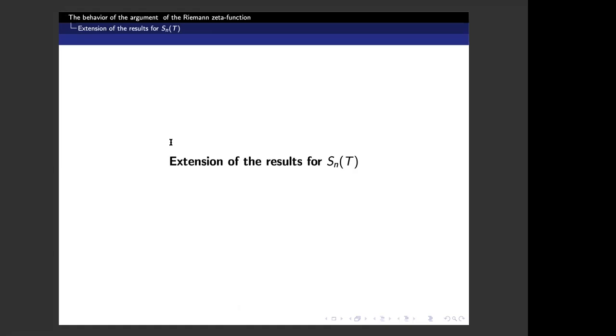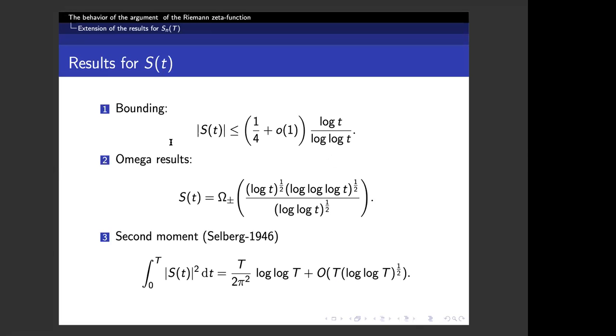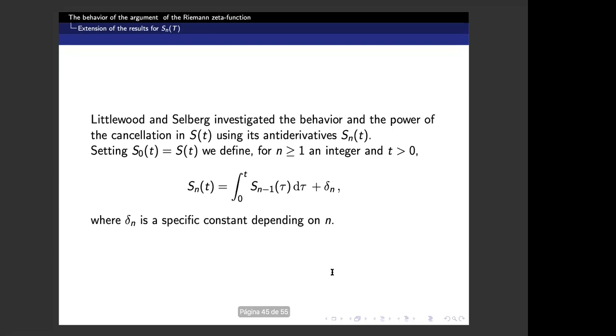Okay, finally, I would like to talk about the extension of this result for S_n(t). For S(t), we have this bound, the first bound using bandlimited approximations, these omega results of the function S(t) by Selberg in 1946, where he established the result here. But Littlewood and Selberg investigated the behavior and the power of cancellation of S(t) using certain functions, the functions S_n(t).